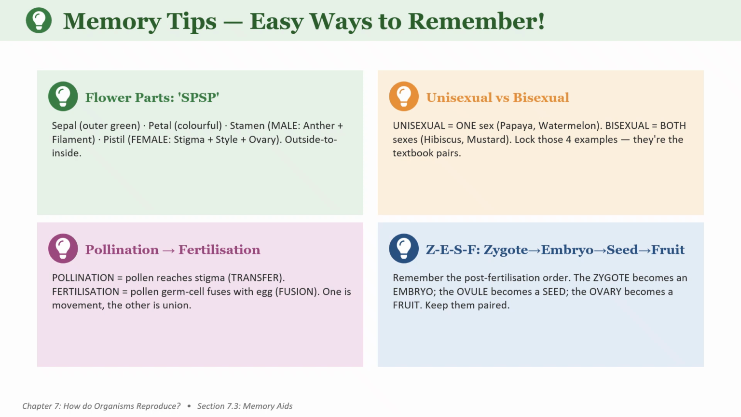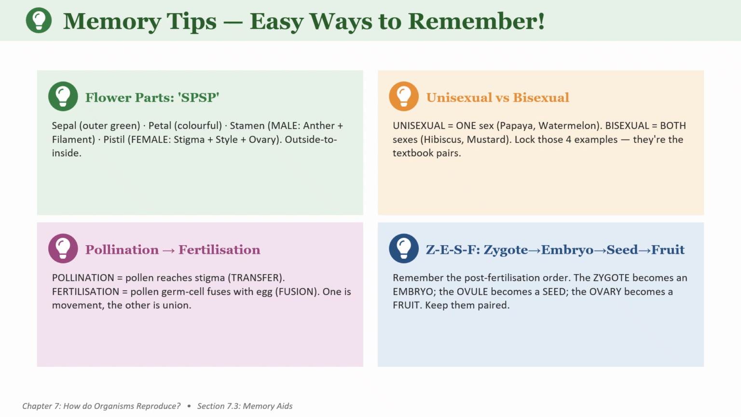Very important: pollination. After pollination only comes fertilization. What happens in pollination? Pollen reaches the stigma. That is the transfer. Then fertilization takes place. The pollen germ cell fuses with the egg. That union is the fusion, and the zygote is formed.